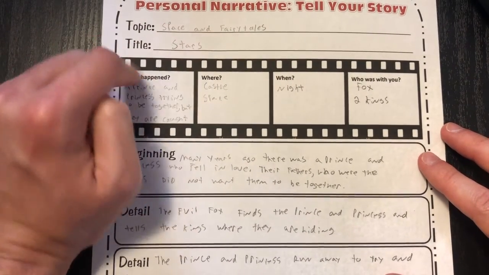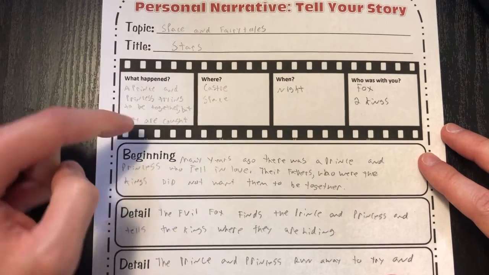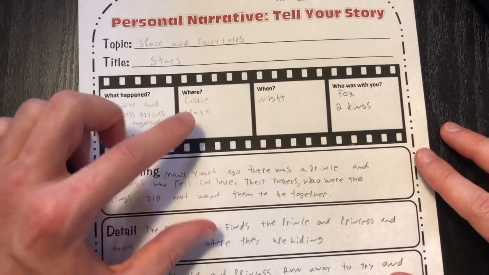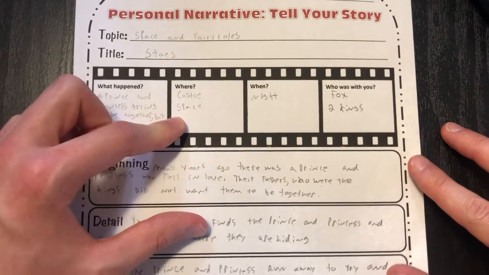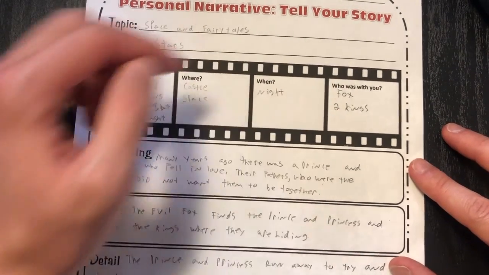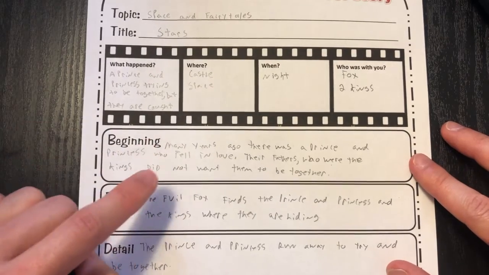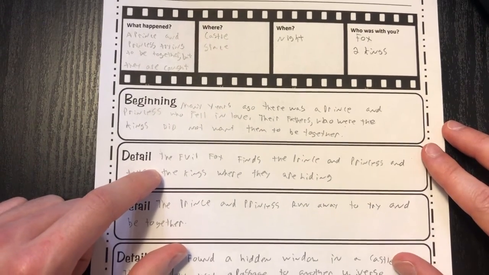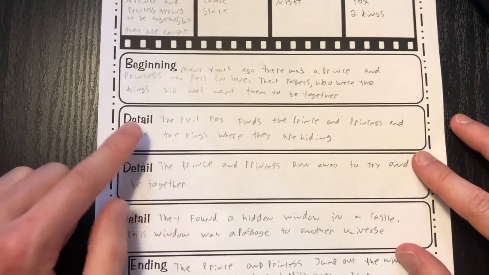I have my topic, space and fairy tales. I have the title, stars. I have what happened, a prince and princess trying to be together, but they are caught. I have where it happened, castle in the stars. When, nighttime. Who is with you, a fox and 2 kings. At the beginning, many years ago, there was a prince and princess who fell in love. Their fathers, who were the kings, did not want them to be together.